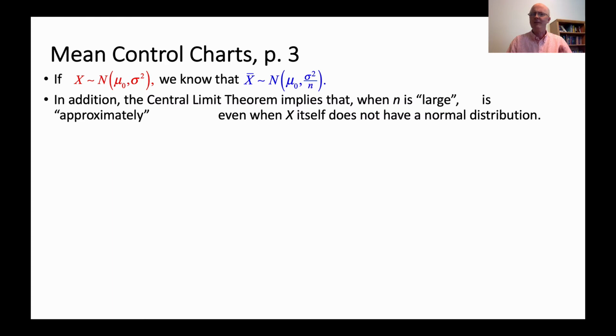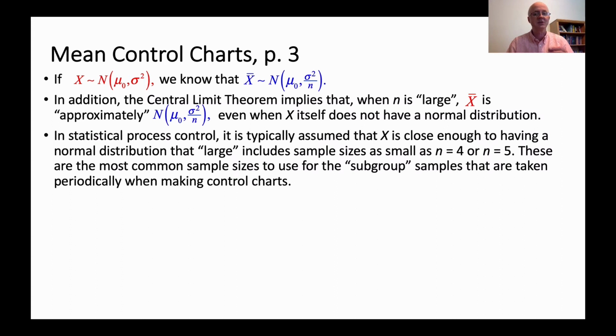In addition, something called the central limit theorem implies that when n is "large," x bar is "approximately" normal with the same mean and same variance as the previous line, even when x itself does not have a normal distribution. In statistical process control, it is typically assumed that the variable capital X is close enough to having a normal distribution that large includes sample sizes as small as n equals 4 or n equals 5, which are the most typical kinds of sample sizes to use. These are the common sample sizes for the subgroup samples that are taken periodically when we're making control charts.